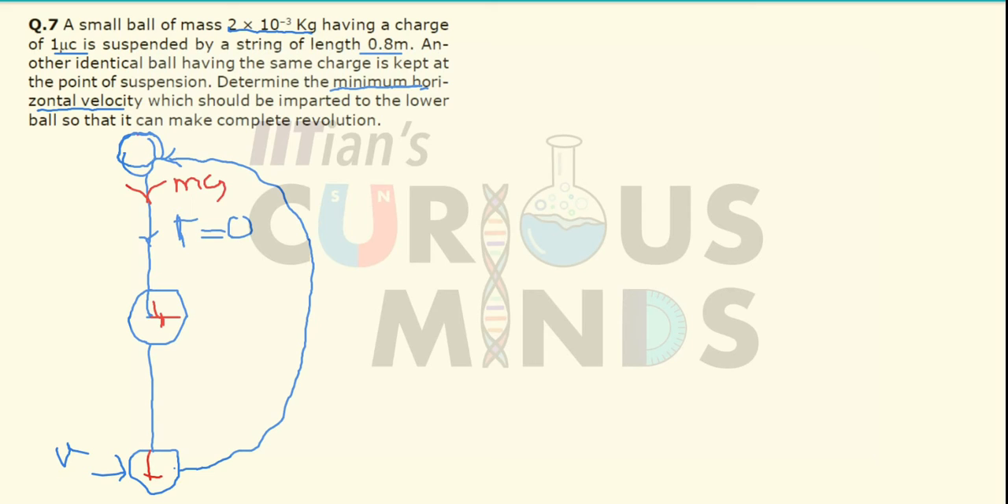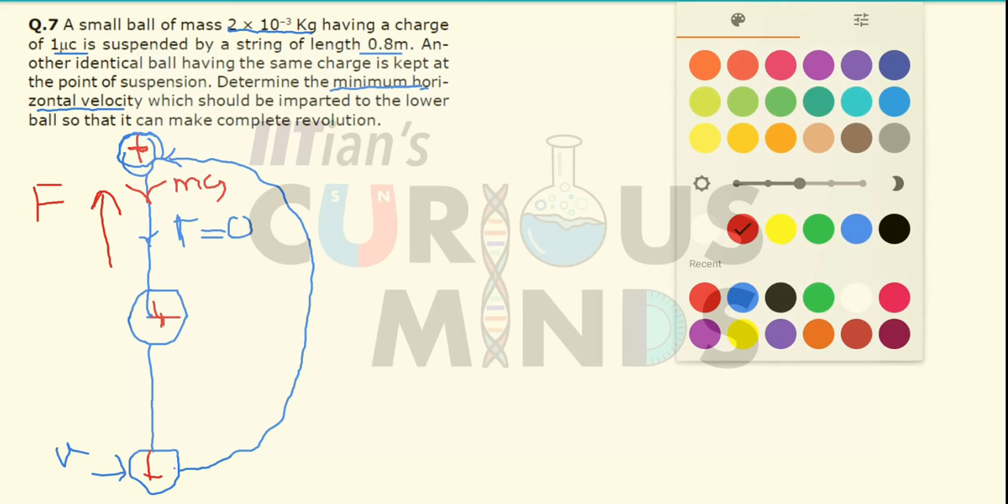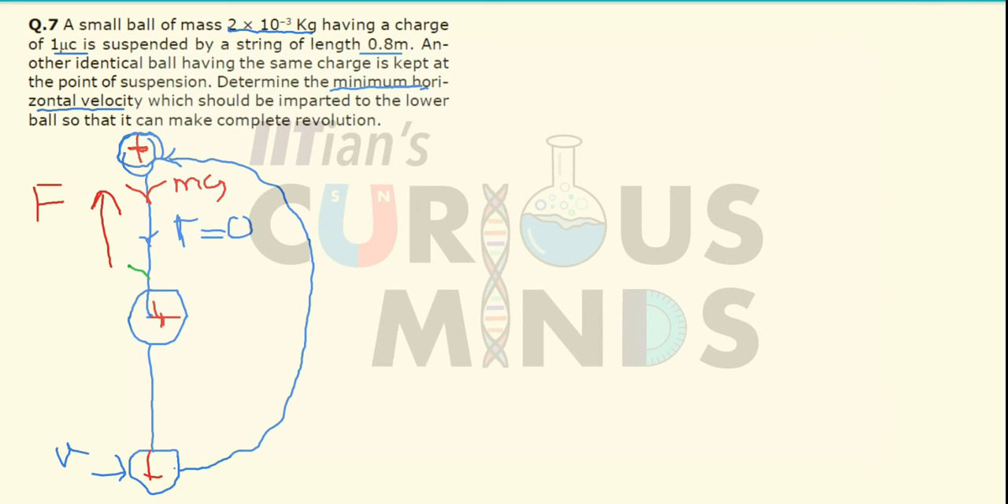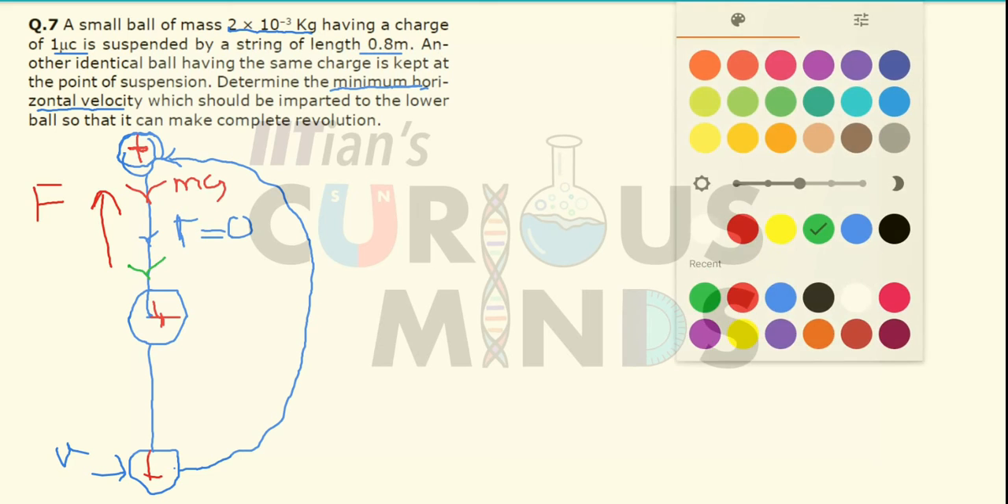Since both of them are positively charged or negatively charged, whatever it may be, 1 microcoulomb, it is not specified whether it is positive or negative. If one is positive then the other is also positive, if one is negative then the other is also negative. It means that the force will be a repulsive force. So the repulsive force will be in the opposite direction, which is equal to F, which will be equal to kq square divided by r square. We will see that later. So the resultant force is a centripetal force which acts in the downward direction.